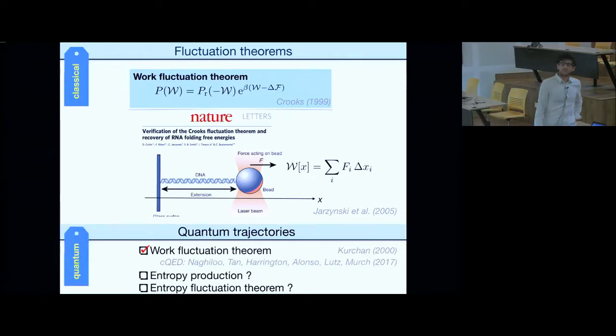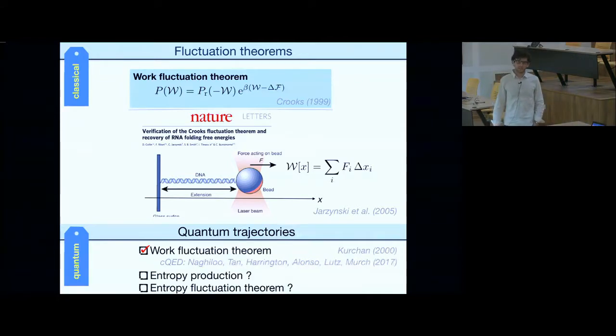So as I was saying, people quickly tried to generalize these ideas to the quantum realm. Work fluctuation theorems were generalized quickly after, in 2000, by Jorge Kurchan. Last week we heard a talk by Kater Murch that told us that in some circuit-QED kind of architecture, they were also able to test this kind of relation in the quantum regime.